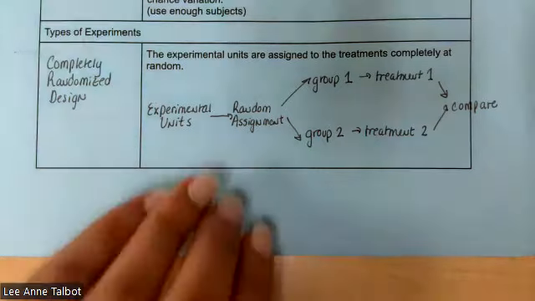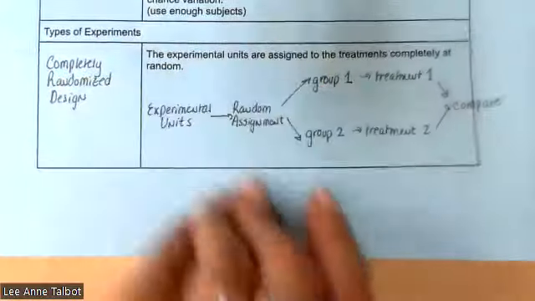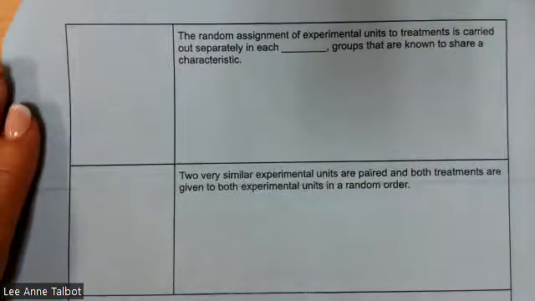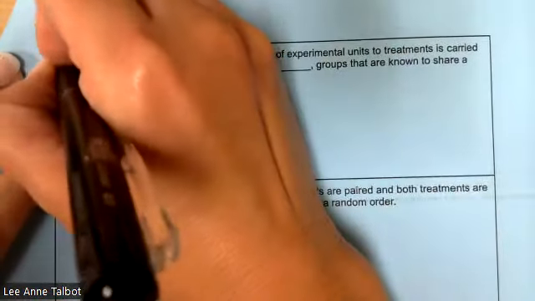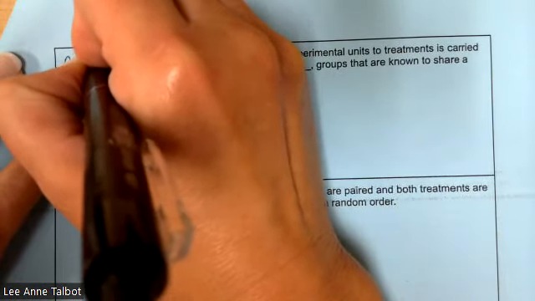Okay, flip the paper over. This one's called a randomized block design.